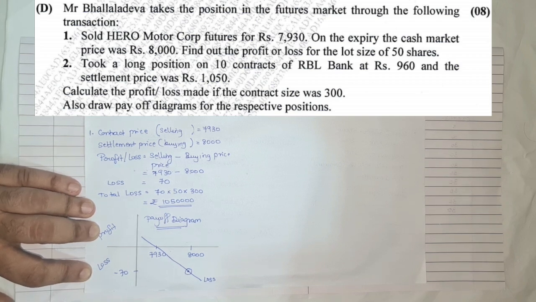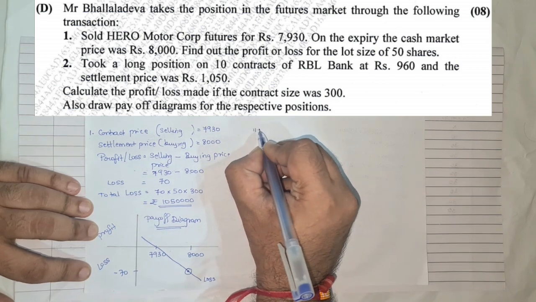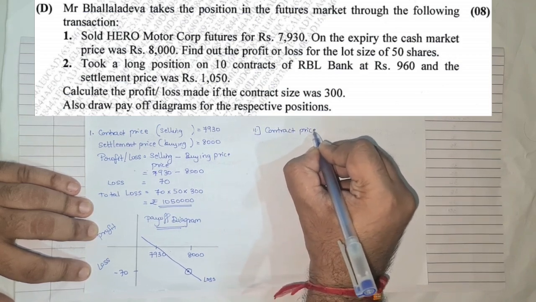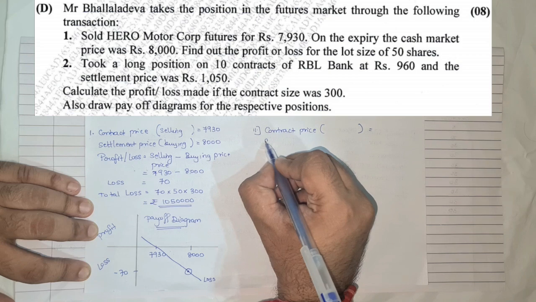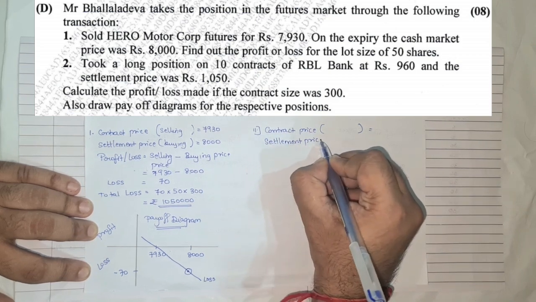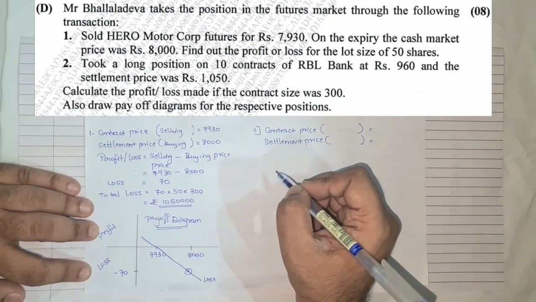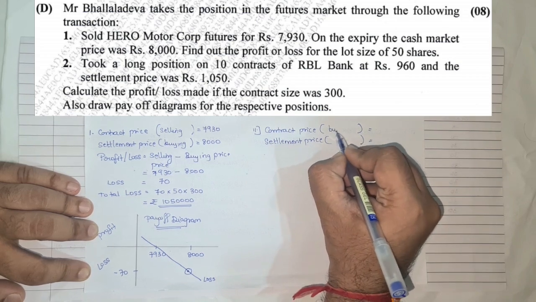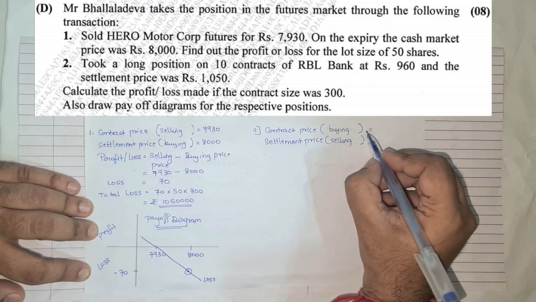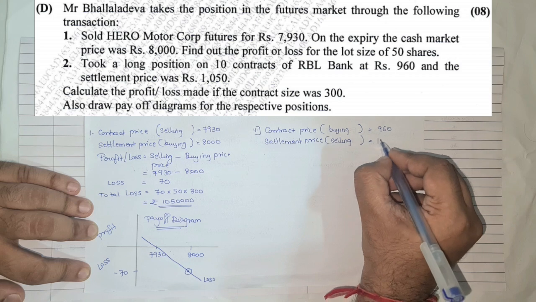Okay, so this is how you all had to do the first part. Now I hope everyone has understood that. So now we'll jump to the second part. Same logic, so we'll first write contract price, brackets, and settlement, again brackets. In the second it's given that he took a long position. Long position means he's buying. Long means to buy. So on the settlement date it will be selling. He bought something for 960 rupees and he sold for 1050.